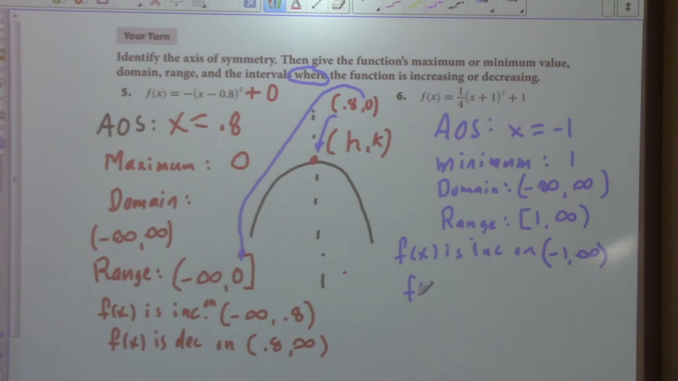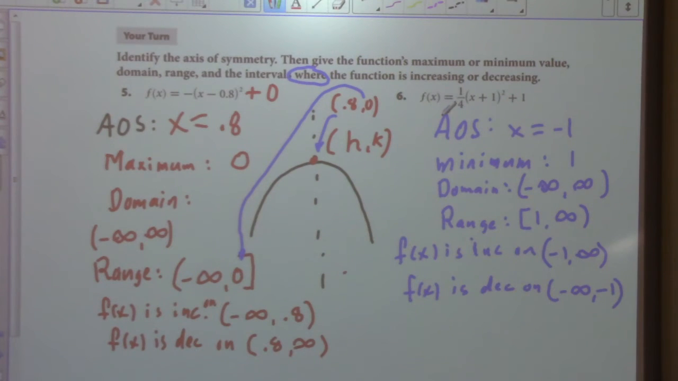And f of x is decreasing. Once you get that first one right, the second one should be easier. So decreasing on negative infinity to negative 1. Okay, so those would be that. So basically, did you look at that in your calculator too and graph that, to see what it looked like? Because that would be helpful to you too. I'm glad you did it from your mind to do that analysis.